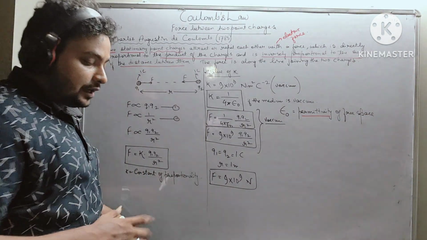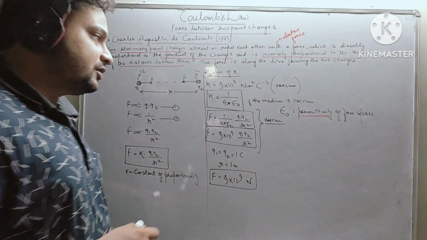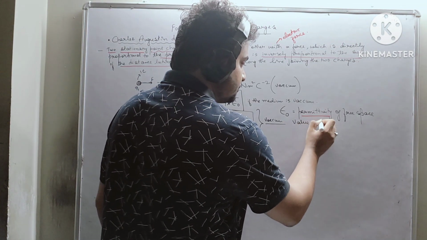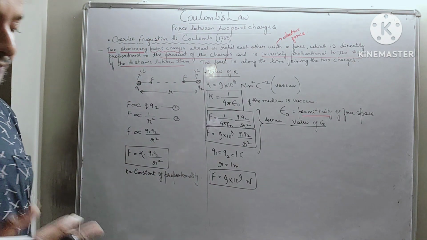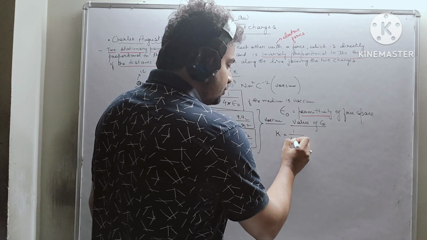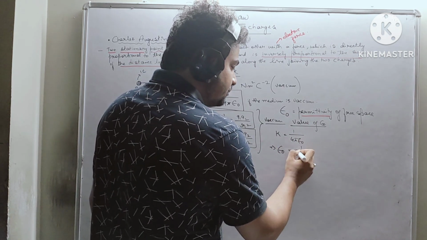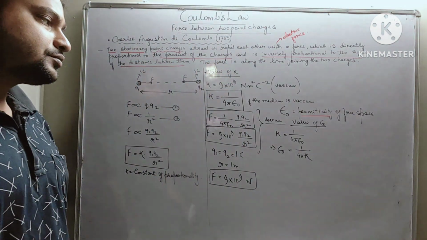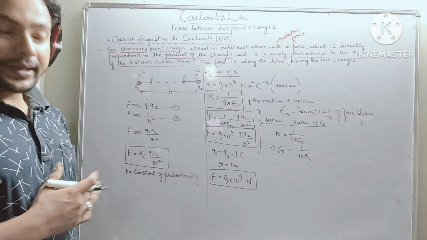Now, what is the value of epsilon naught? How do we get it? We know that K is equal to 1 by 4 pi epsilon naught. From here we get epsilon naught equals 1 by 4 pi into K.